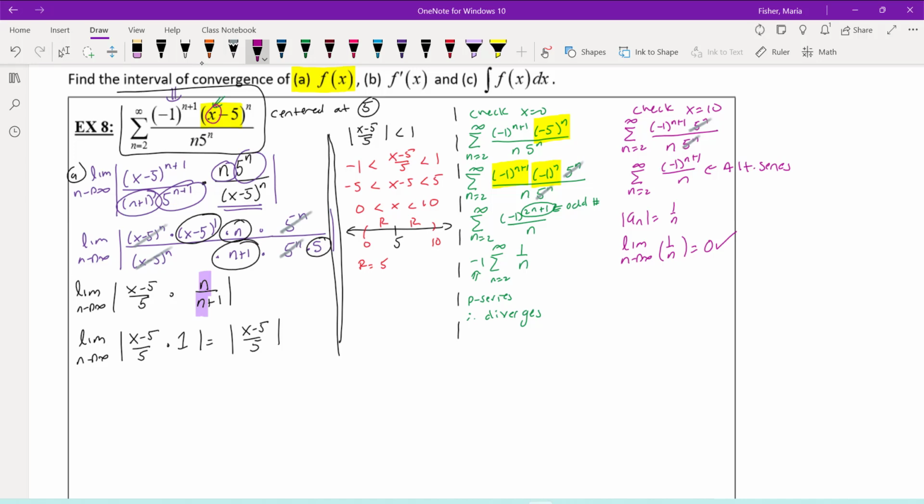First part of the alternating series test has been met. The second part is a sub n plus 1 less than or equal to a sub n. Well, we just did that earlier, and we know that to be true. Therefore, what do we know? That this is going to converge by that alternating series test.